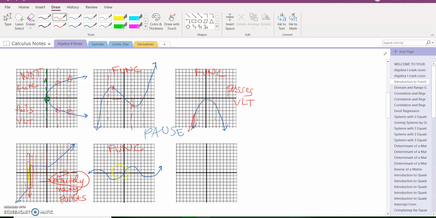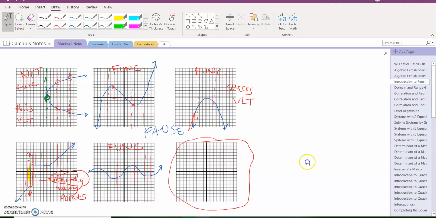This right here is what you'll see in pre-calculus. It is a sine wave or a sound wave similar to that. This definitely passes. Now what I want you to do here is make up your own example of a non-function and then show where it fails.